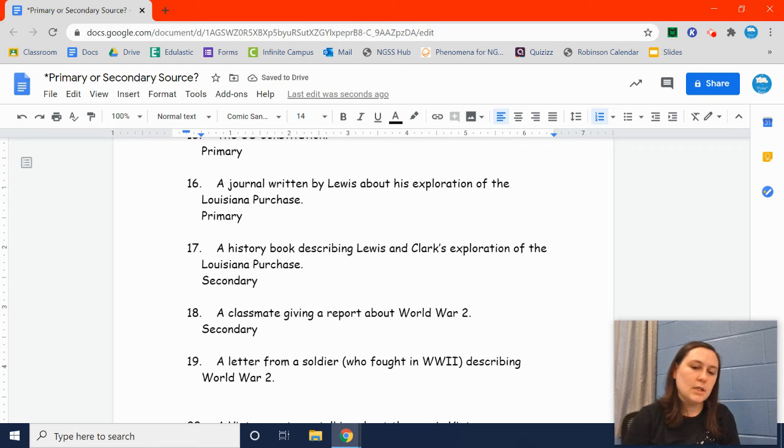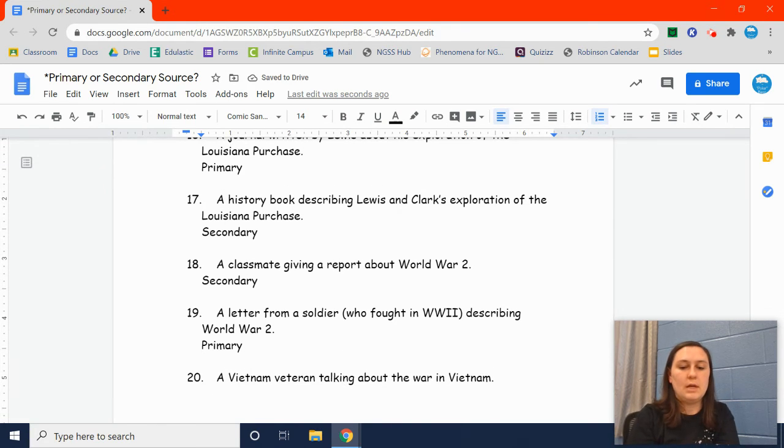Number 19, a letter from a soldier who fought in World War II describing World War II. Well, if this person was fighting in World War II and he wrote about World War II, he experienced it, that's a primary source. And 20, a Vietnam veteran talking about the war in Vietnam. So a veteran, he or she fought in the army, so they know what happened in Vietnam, and they're talking about Vietnam. That's a primary source.